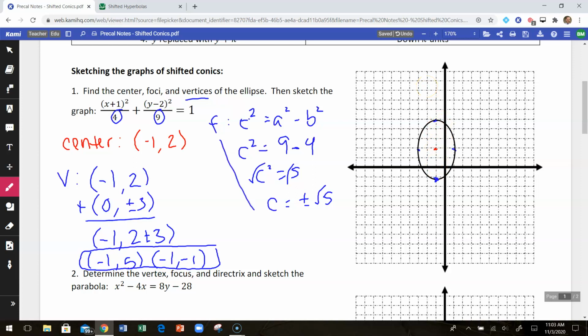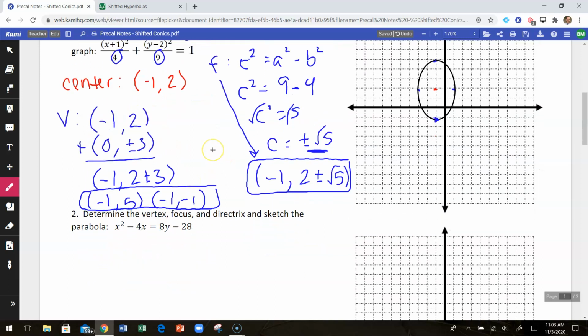So to get the coordinates of my foci, I'm going to take the center and adjust the y-coordinate using that c value. And so my foci happen at (-1, 2 plus and minus the square root of 5). Again, that would be an x-coordinate adjustment if the bigger stretch was with x.